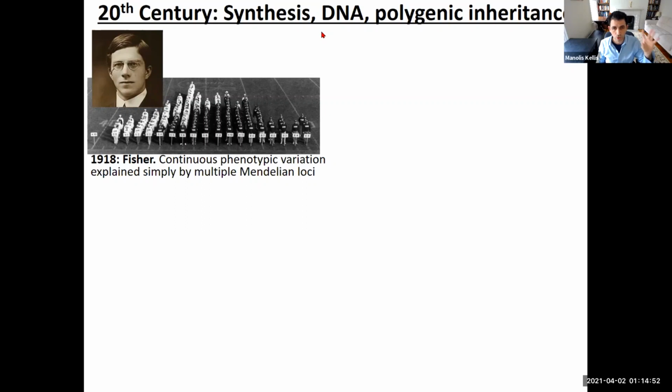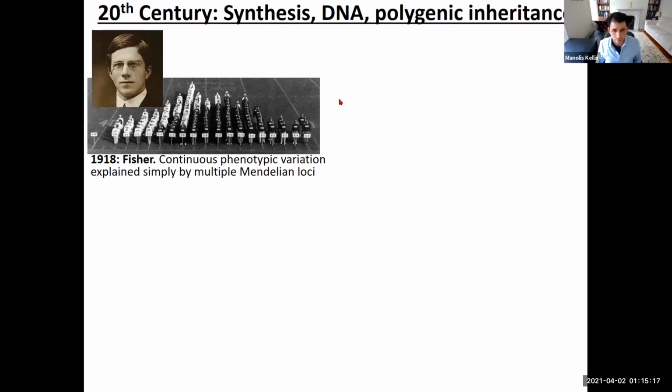So I want to see who's following me on this one. The reconciliation between the discrete inheritance of Mendel and the observed continuous variation in phenotypic traits could actually be explained by combining multiple, quote unquote, discrete loci, so-called Mendelian loci. So you guys are totally with me, 86%, 14%, 0, 0, 0.